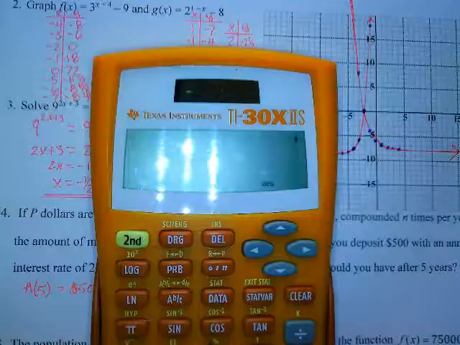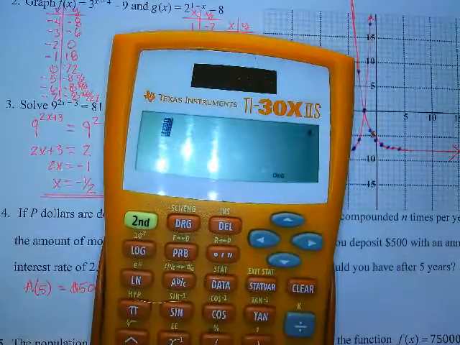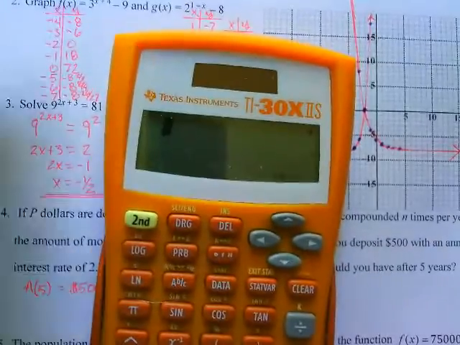Maybe put on a little light to help, no, that's a little bit, that won't work.